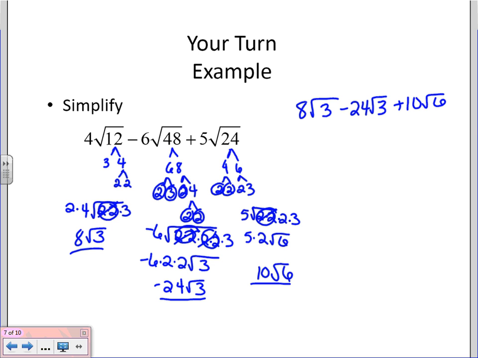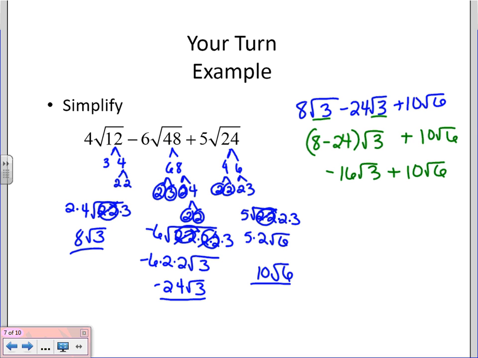All right, so now with this, I'm going to add my like radicands here and here. So I have 8 minus 24 square root 3 plus 10 square root 6. And 8 minus 24 is negative 16 square root 3 plus 10 square root 6. And I can't do anything with this square root 3 and square root 6, so I just leave it like this.